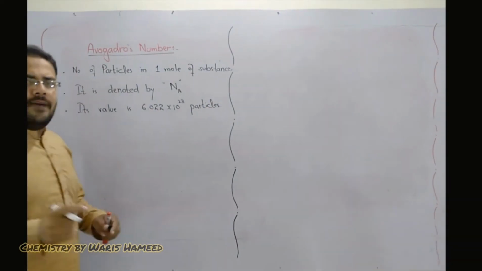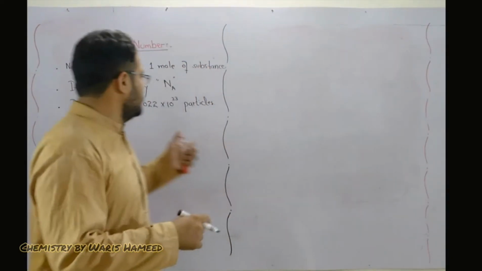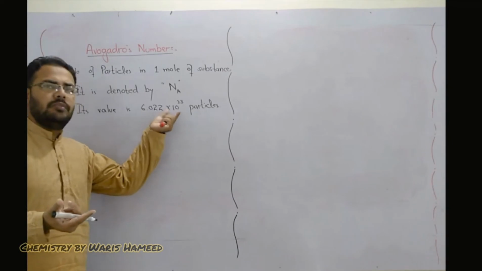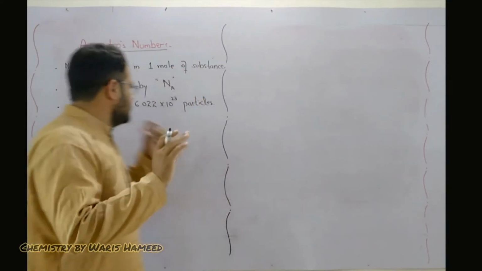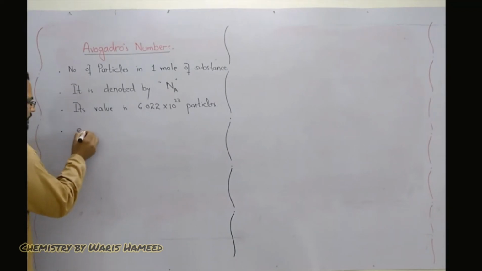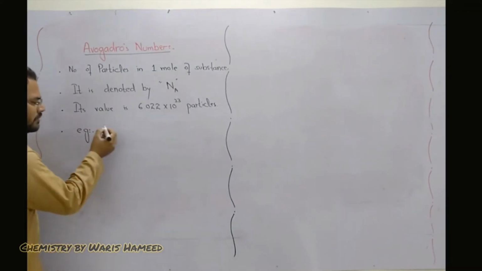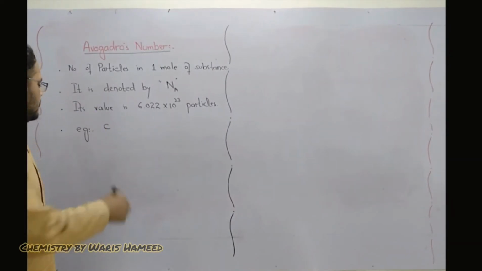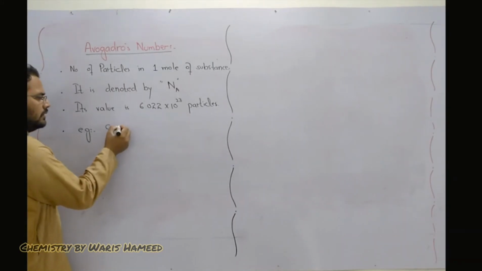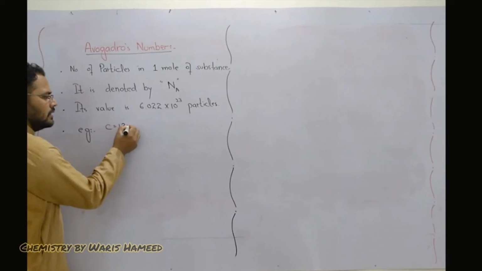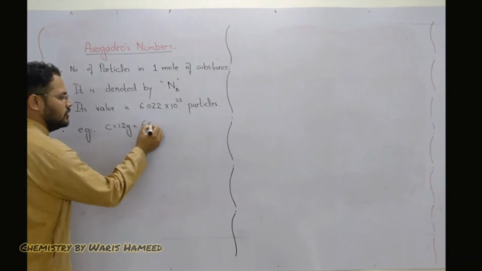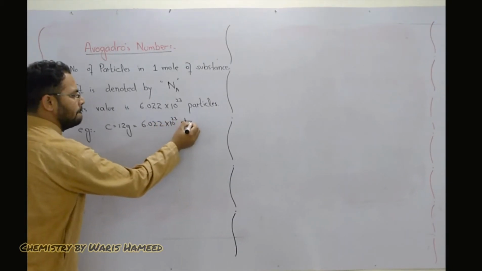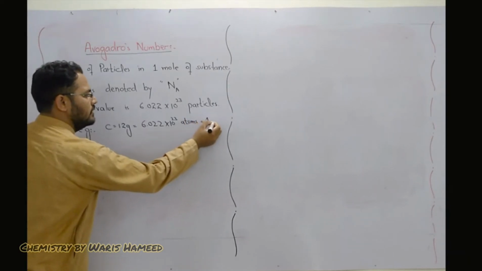It means if we have 1 mole of any substance, then it will have Avogadro's number, 6.022 multiplied by 10 to the power 23 particles. For example, carbon 12. If we have 12 gram of carbon 12, then it will have 6.022 multiplied by 10 to the power 23 atoms, and it is equal to 1 mole.